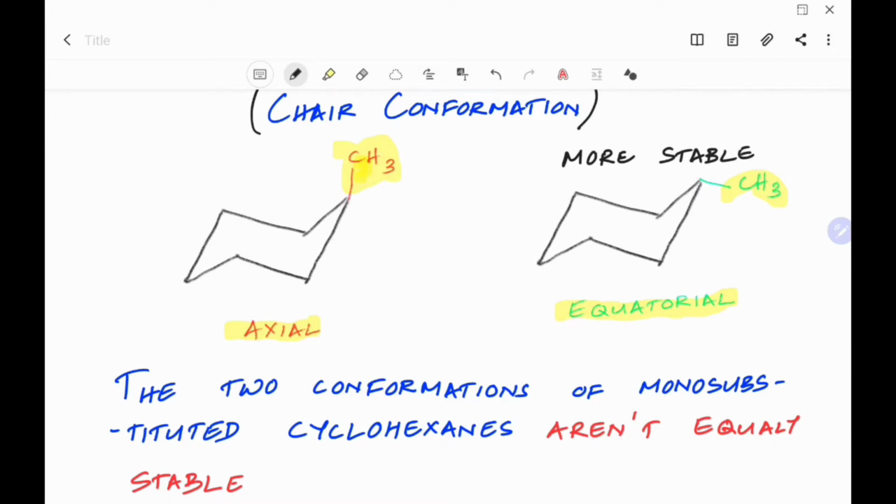So in this video, we will try to understand how these stabilities are changing, what type of energies we have to consider when we are talking about these stabilities, and we will also talk about di and tri-substituted cyclohexanes and their chair conformation stabilities.